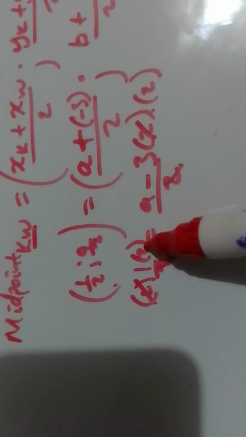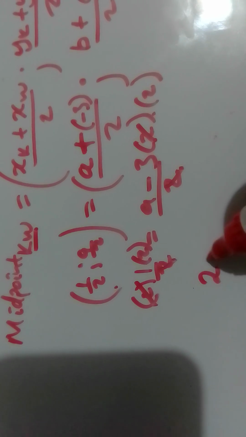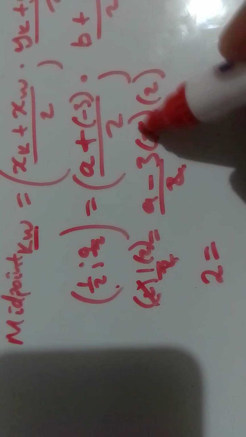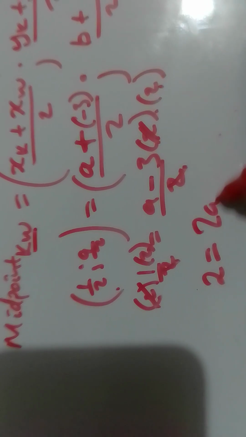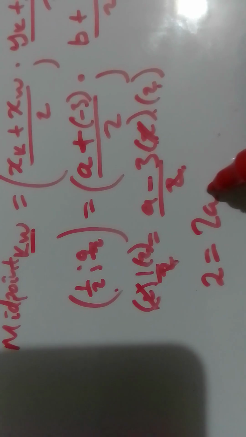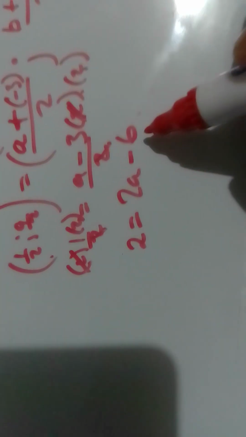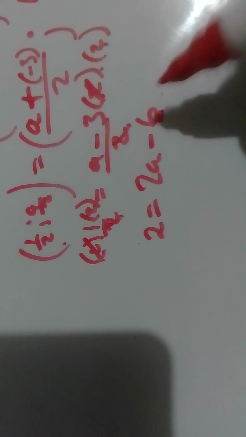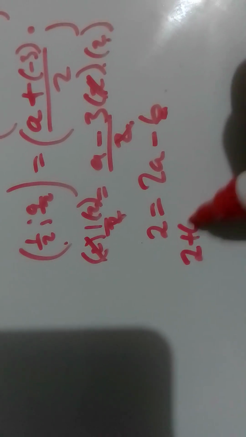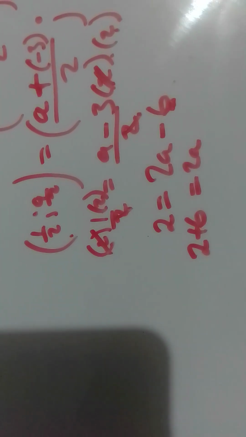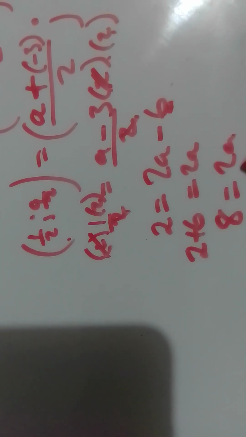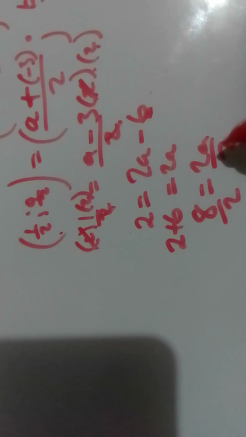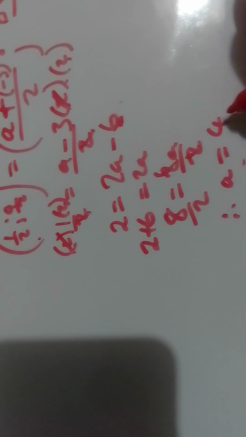Now we multiply. 1 multiplied by 2 is equal to 2. So we've got 2 here is equal to, here we cancelled, so now this 2 multiplies with A. Then we've got 2A. -3 times this, it's a -6. Now we're going to transpose this -6. So now it's 2 plus 6 is equal to 2A. And 2 plus 6 is equal to 8. So we now divide by 2 on both sides. Therefore, we conclude that our A is equal to 4.